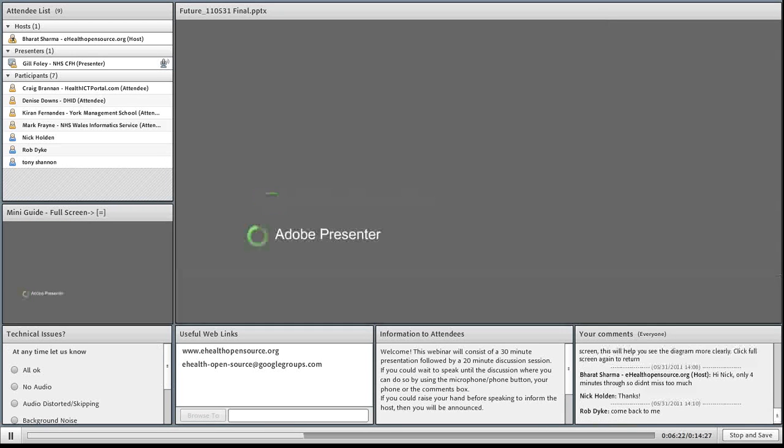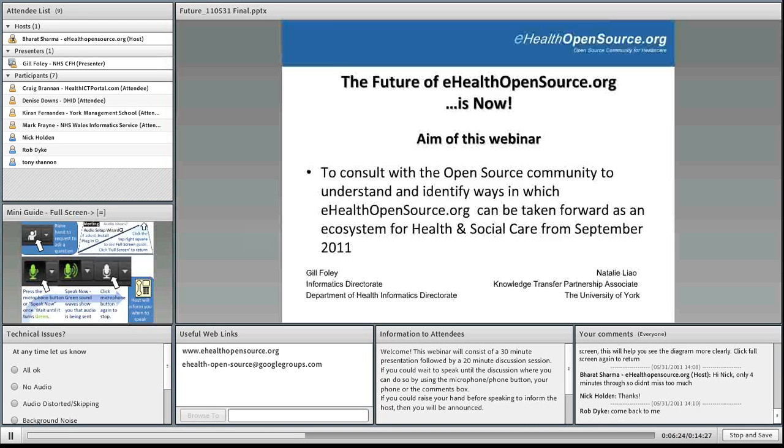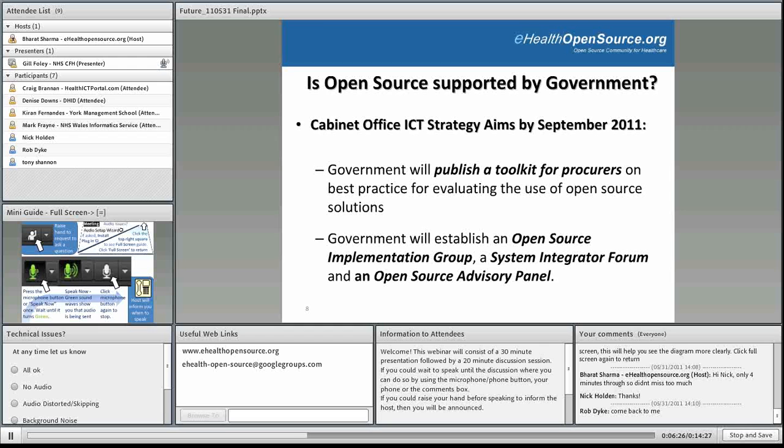So is open source supported by the government? Well, the answer is yes. The Cabinet Office produced their ICT strategy recently, which sets out a number of aims that need to be achieved by September 2011. One of which is the government plan to publish a toolkit for procurers on best practice for evaluating the use of open source solutions. They also plan to establish an open source implementation group and system integrator forum and an open source advisory panel.